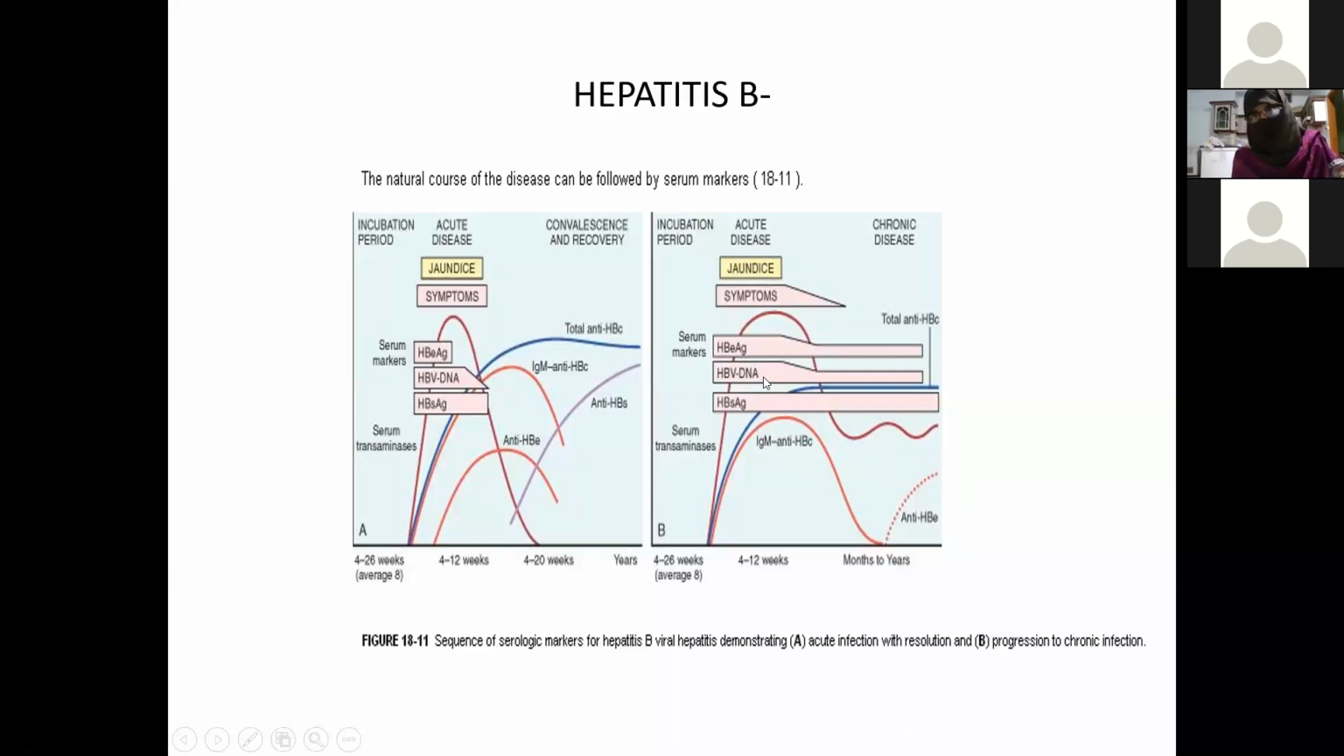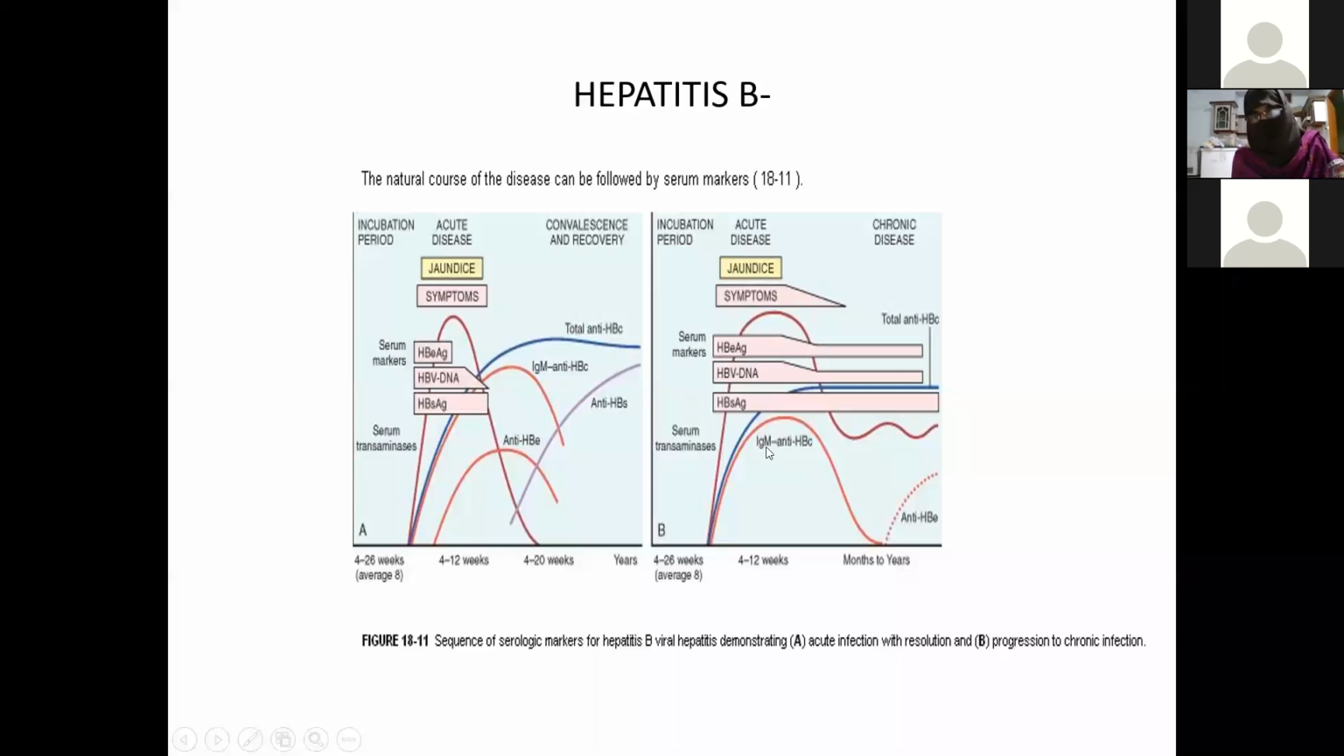ठीक है, इनके bar straight है, इसका मतलब है कि इनकी replication हो रही है. If you compare it over here, they have stopped. It means there is no viral replication. But once the patient is entering into chronic hepatitis, these bars continue, means that the viral replication is still going on.